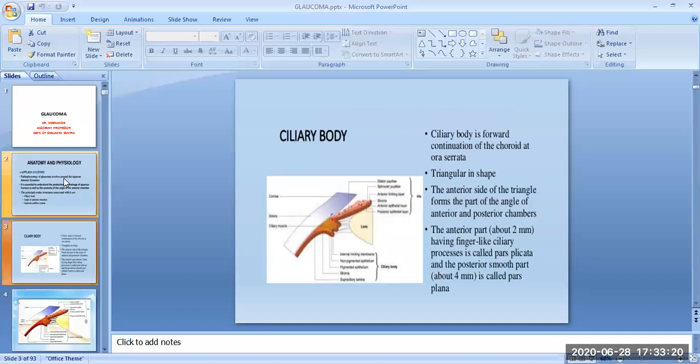It is a forward continuation of the choroid at the ora serrata. The ciliary body is a part of the uveal tissue, which is the second coat or tunic of the eyeball, and it is triangular in shape. The anterior side of the triangle forms part of the angle of the anterior and posterior chambers. The anterior part, about 2 mm, having finger-like ciliary processes, is called the pars plicata, and the posterior part, about 4 mm, is called the pars plana.